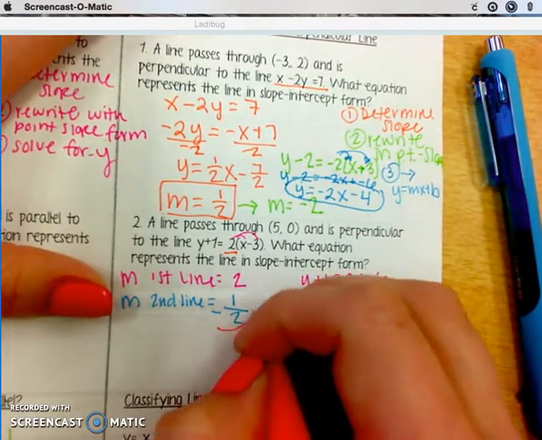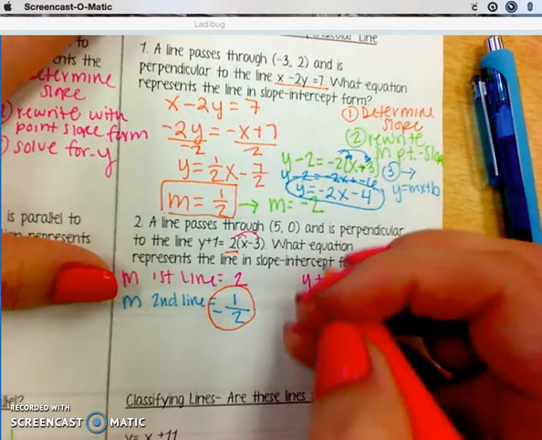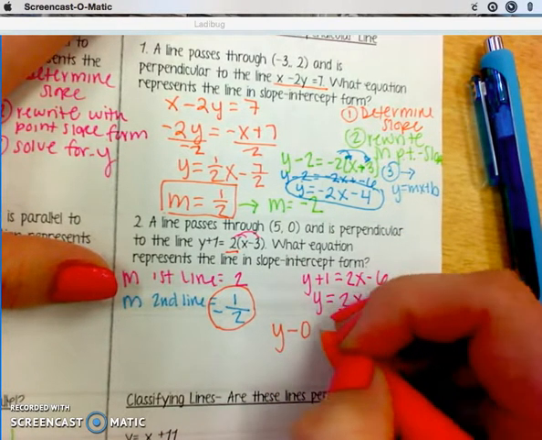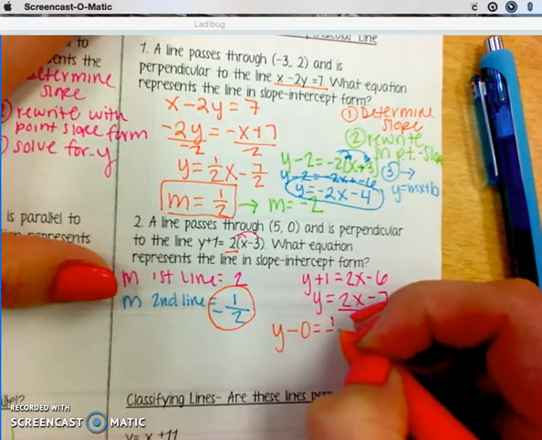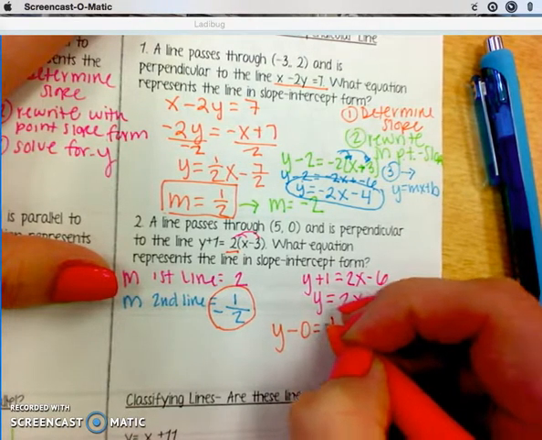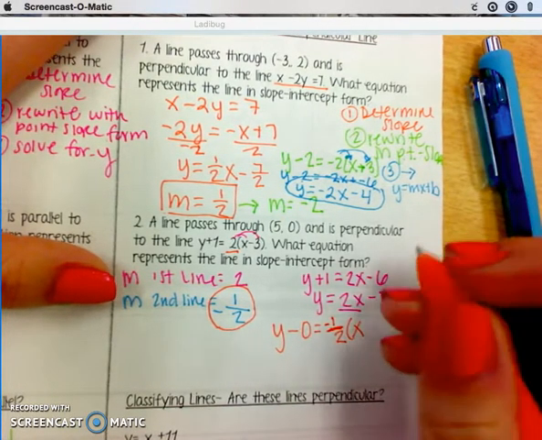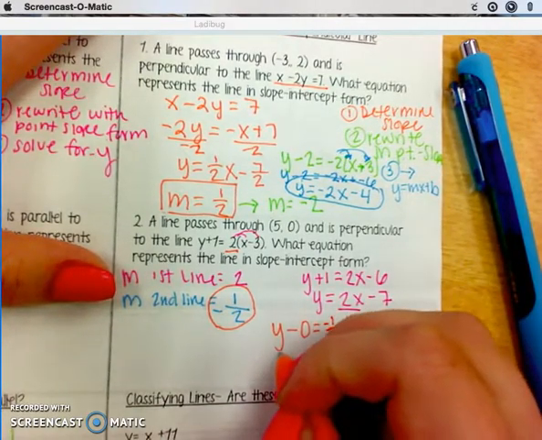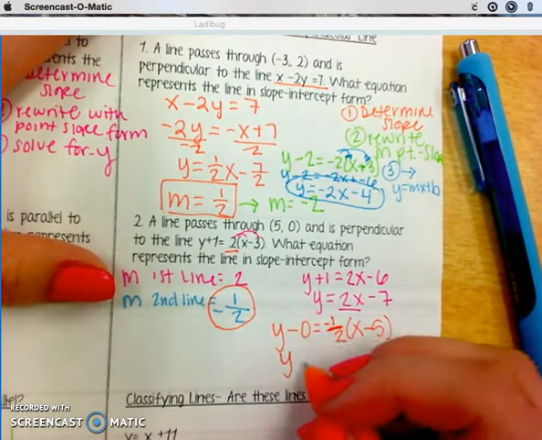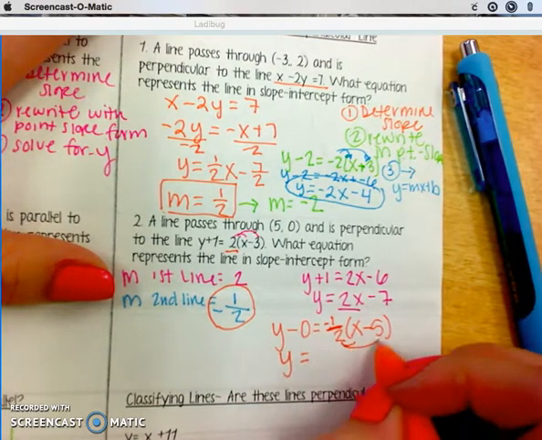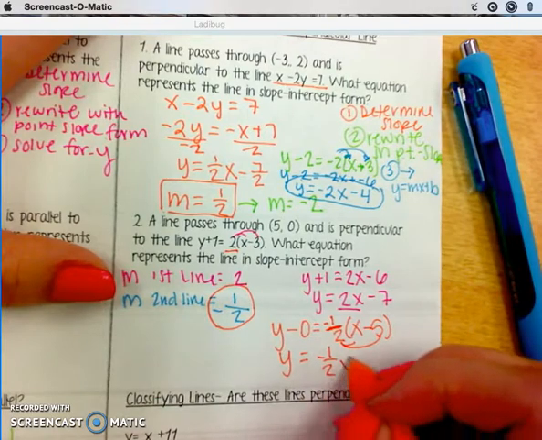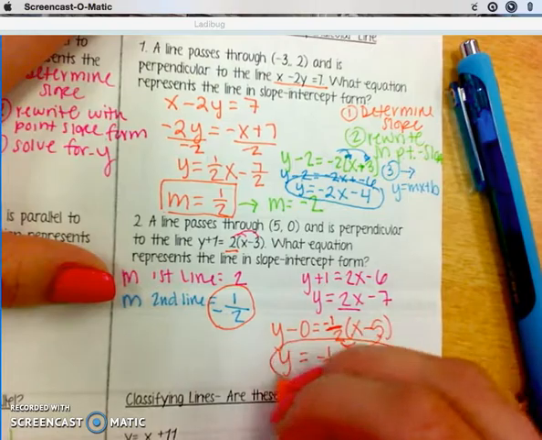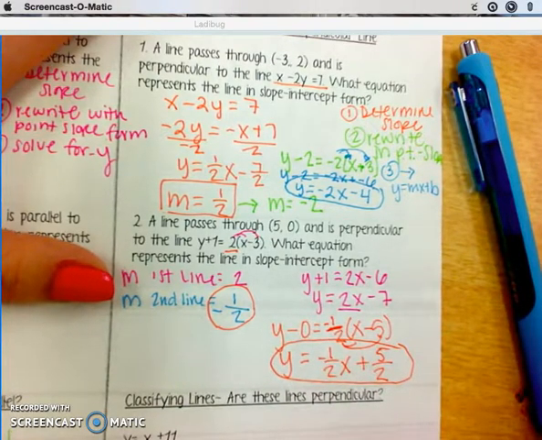My new slope: y minus y1, which was 0, equals negative 1/2 times x, and then minus x1, which is 5. Y minus 0, I'm not going to do anything with it, it doesn't matter. So just distribute negative 1/2 x plus 5/2. Perfect.